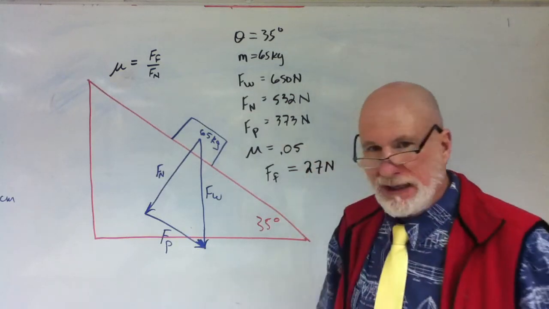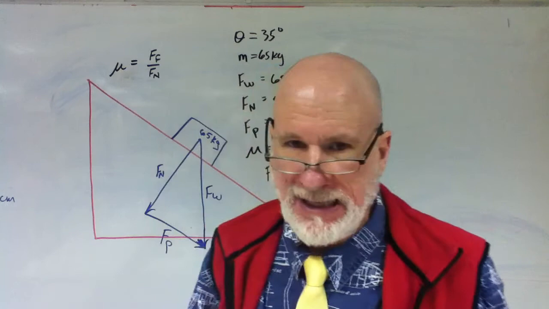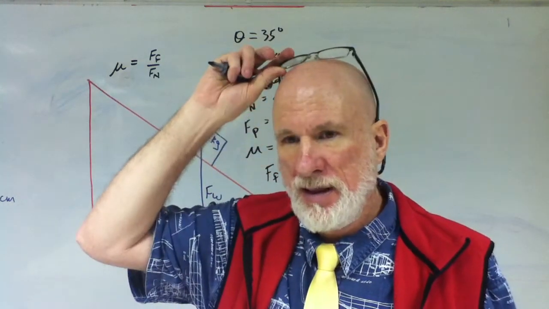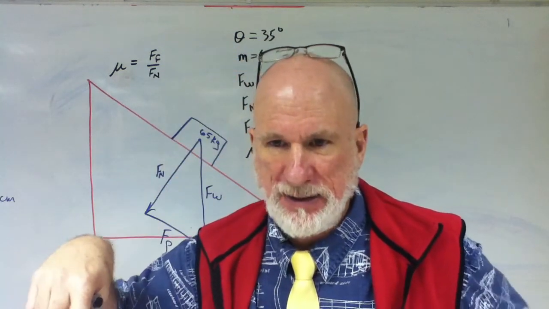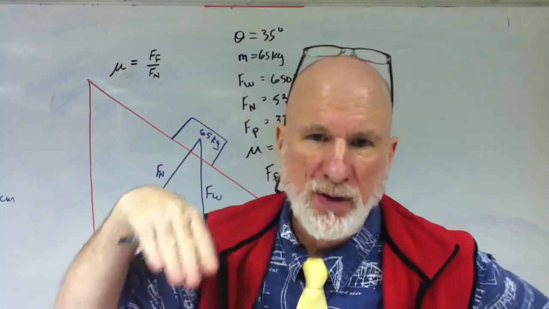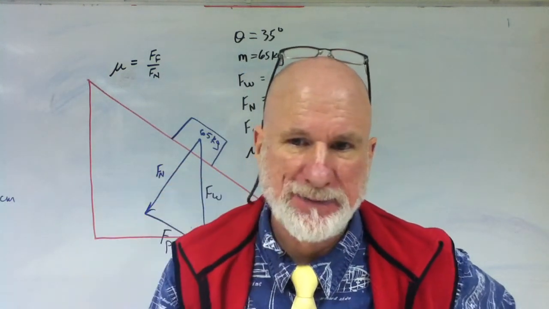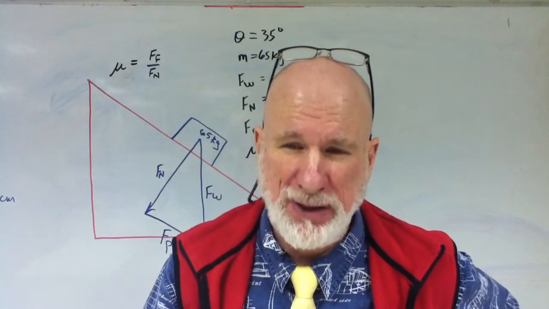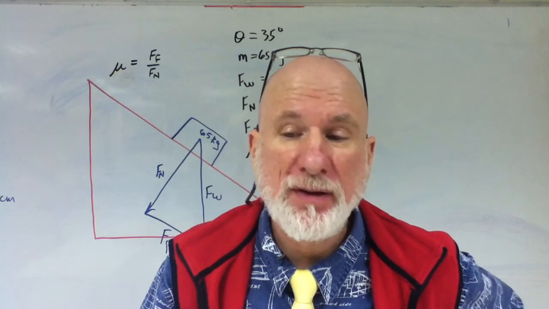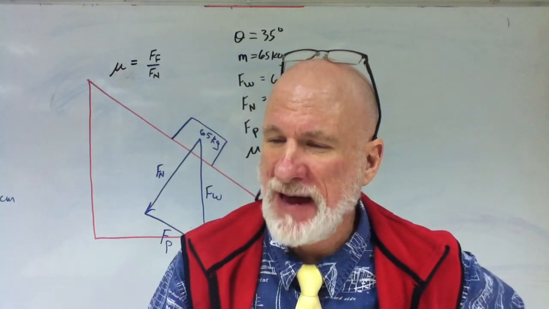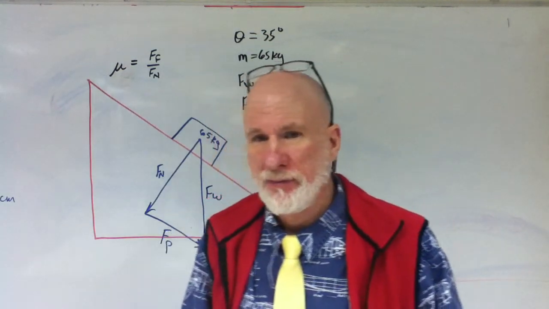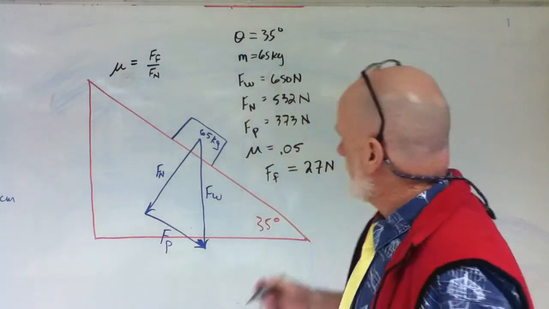Okay. What is FP, that portion of FW that is parallel with the ramp? That's FP. What is FP? Push or pull, right? But what's the value? What value did we come up with? 373. Okay, that's right there.